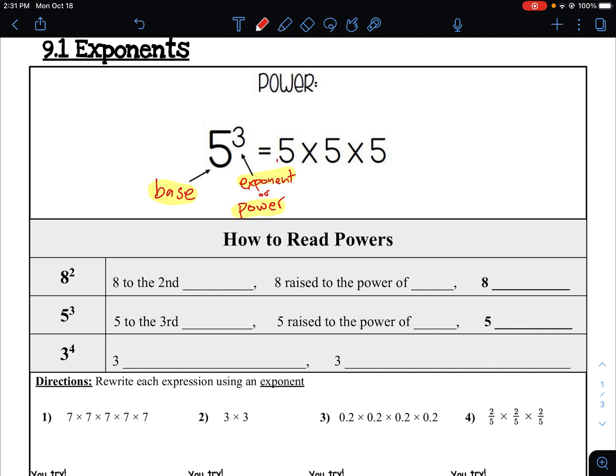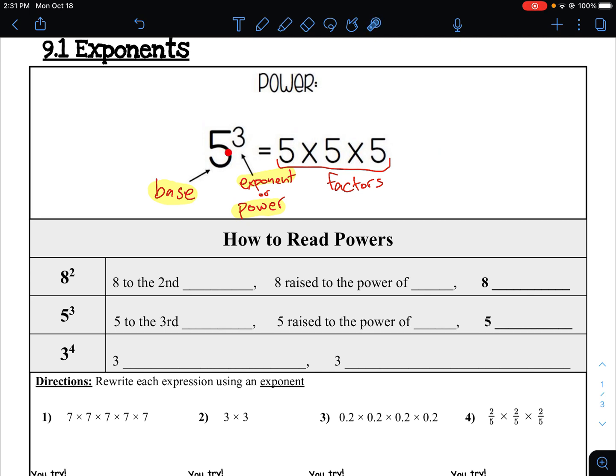Now this 5 times 5 times 5, those are called factors, because factors are just numbers multiplied together. So 5 to the third is the same as 5 times 5 times 5, which also equals 125 if you multiply all that together. So what an exponent is, is repeated multiplication.